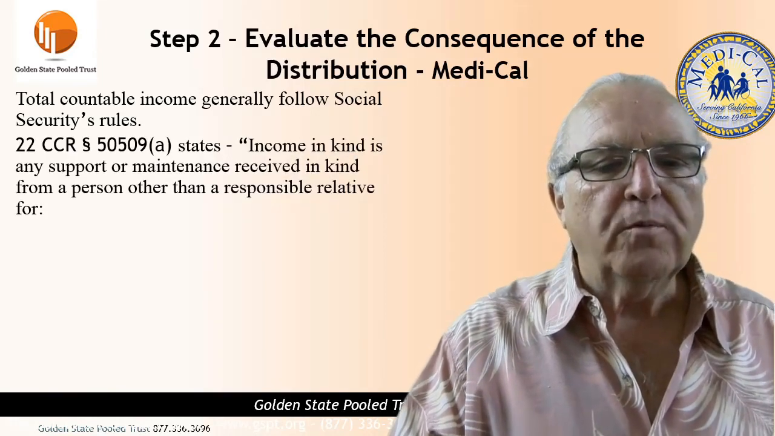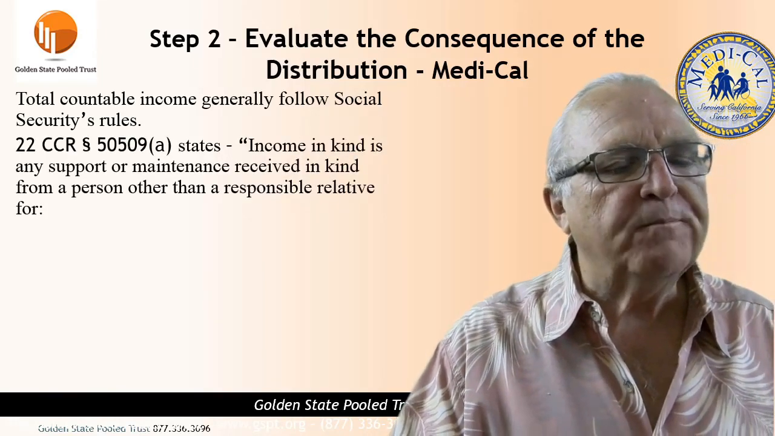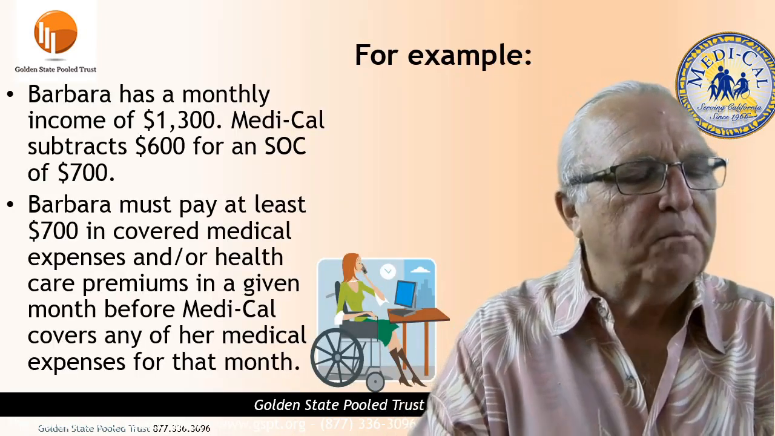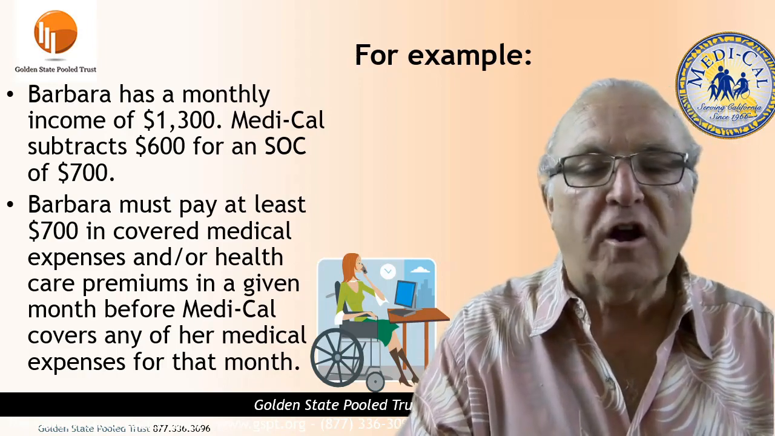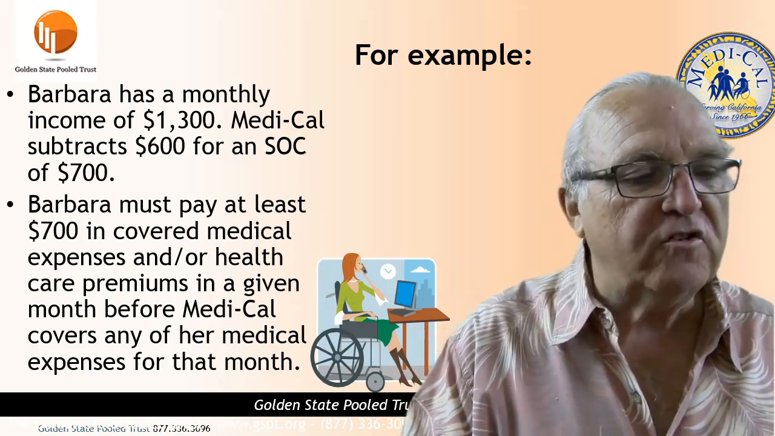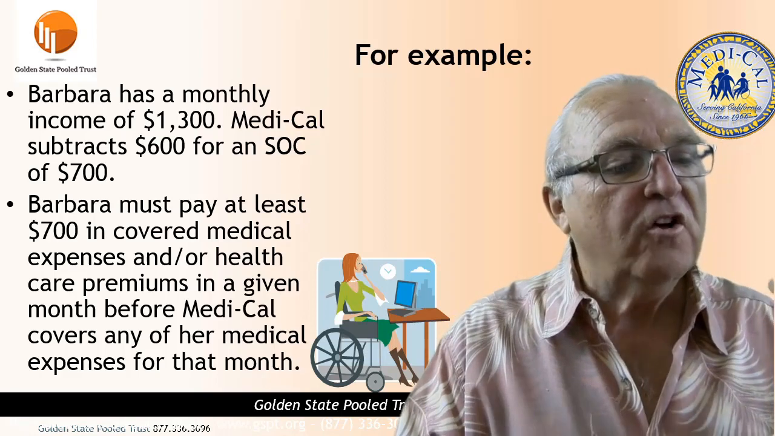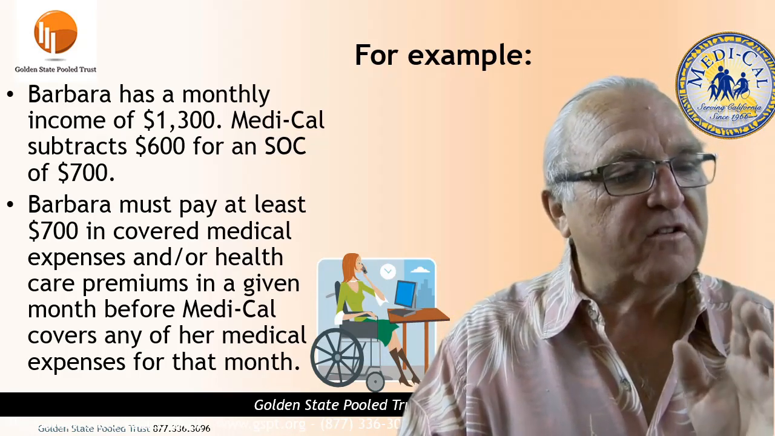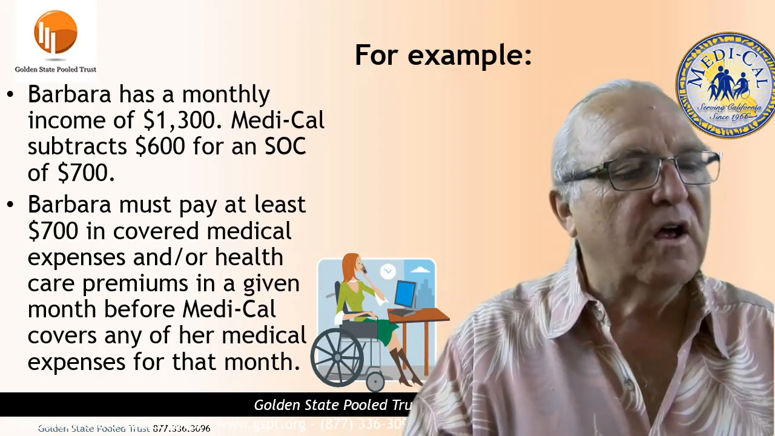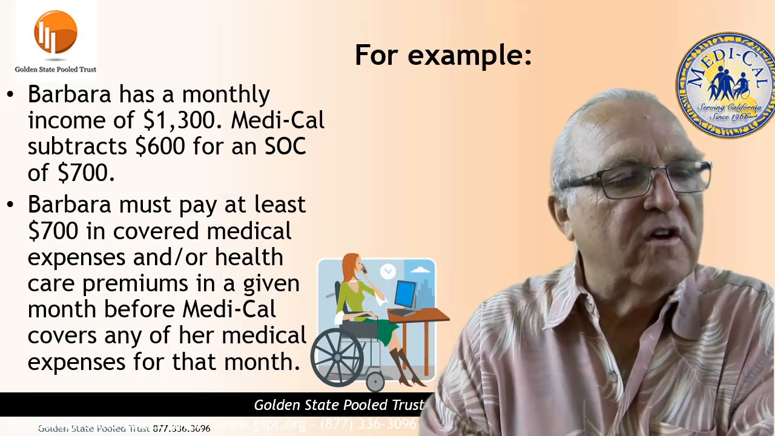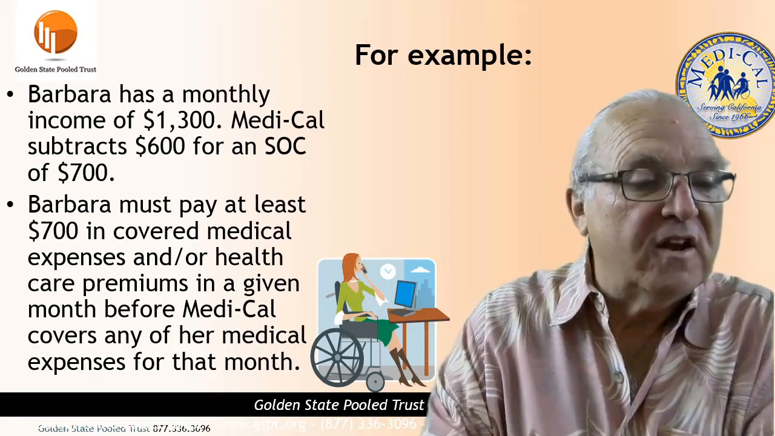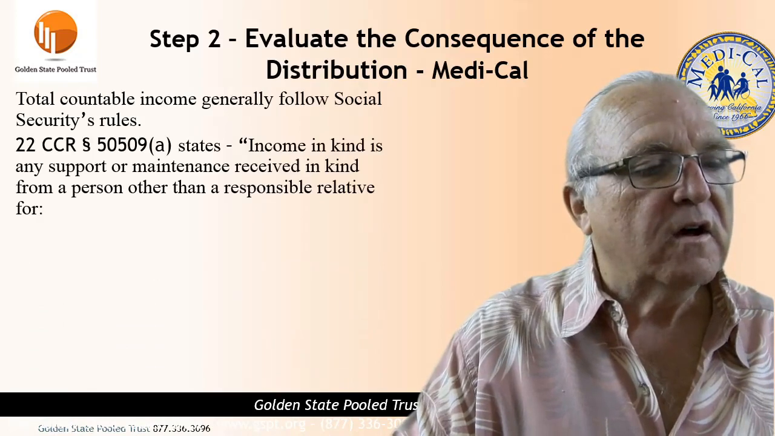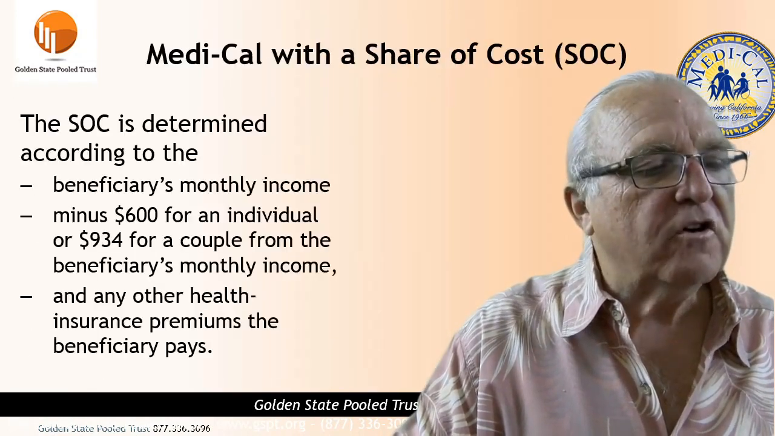Anyway, I'm going to go back to the previous slide. So in this situation, because her income was $1,300, which was more than the $1,242 that we had covered before, she's subject to share of cost. And once again, because she's subject to share of cost, they subtract out the $600 here, meaning that her share of cost is $700.